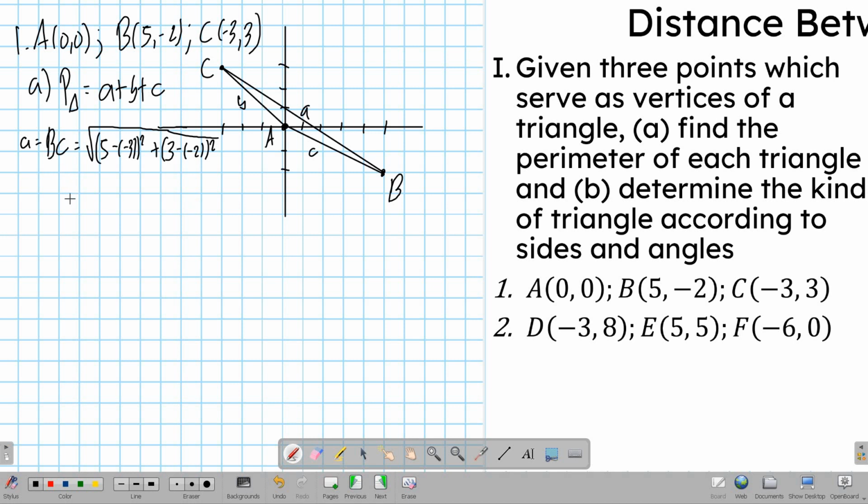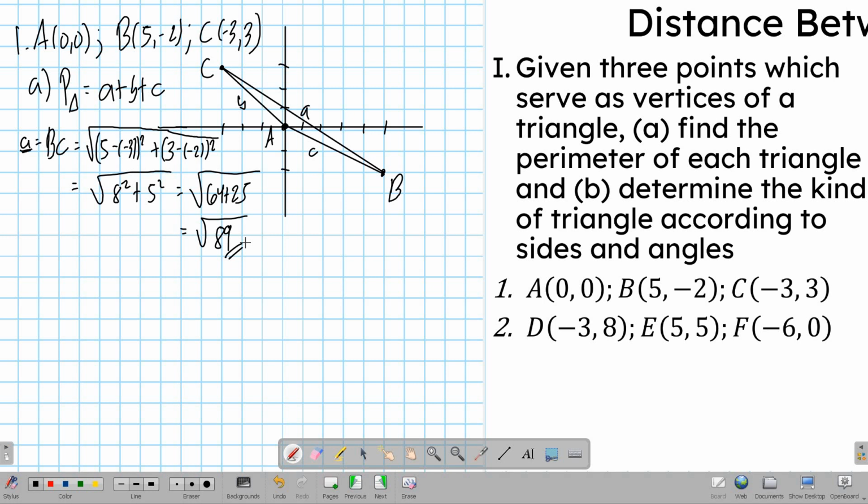So, therefore, from here, we're going to have 5 minus negative 3 squared, that's 8 squared, plus 3 minus negative 2, that is 5 squared. And this becomes the square root of 64 plus 25, which would be equal to the square root of 89, if I am not mistaken. There you go, square root of 89. So this is the length of A, square root of 89.